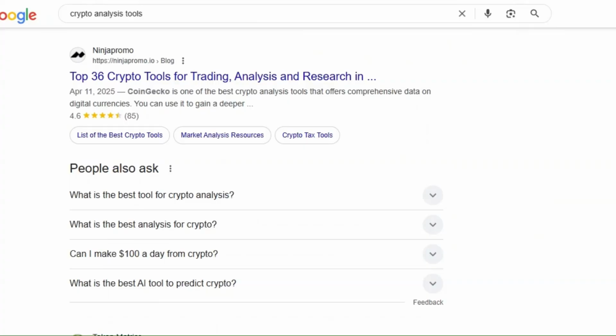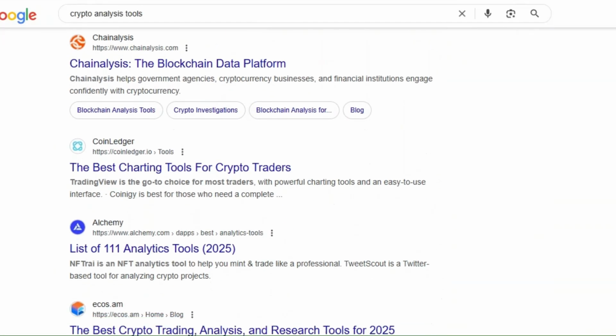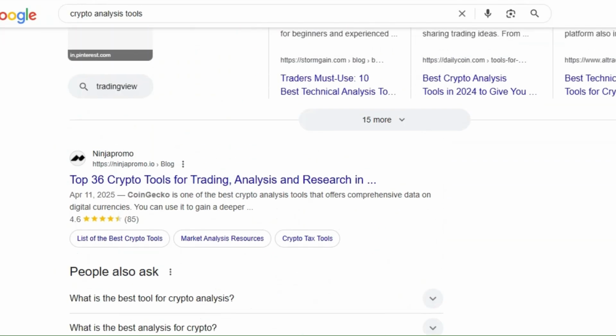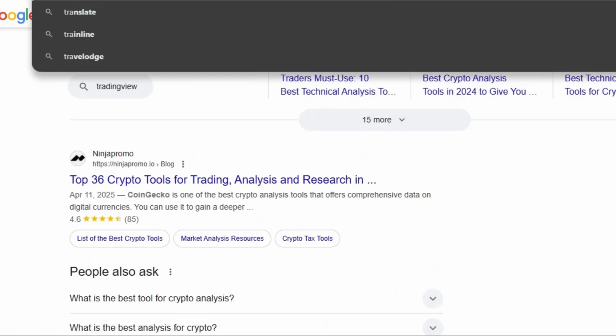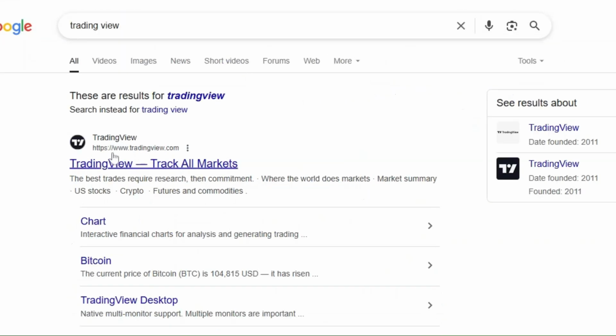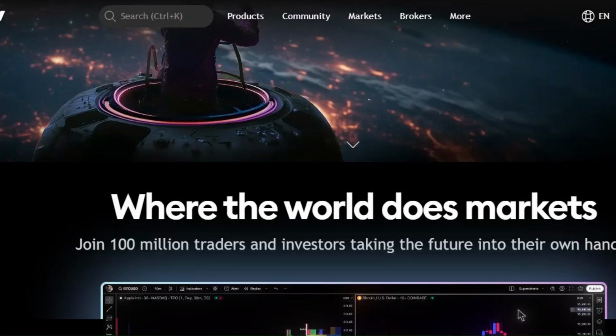So what do you think if we open this platform? Okay guys, let's search for TradingView. Okay, what the word does: market summary, US stocks, crypto market, many things. Okay guys, so right now we are on this platform.